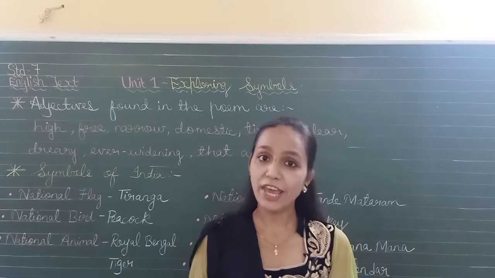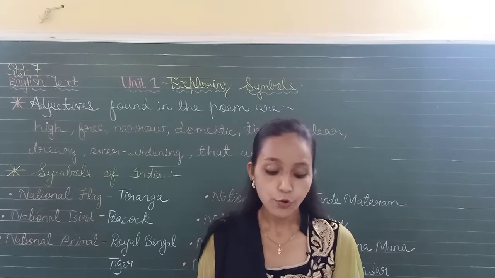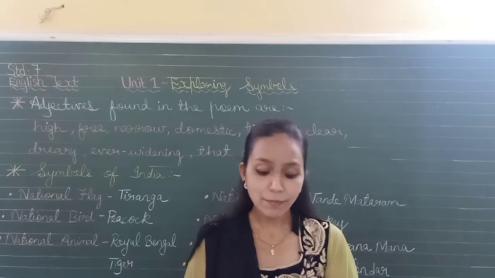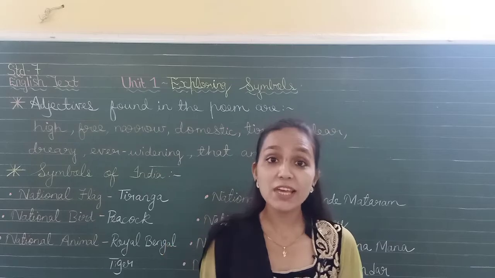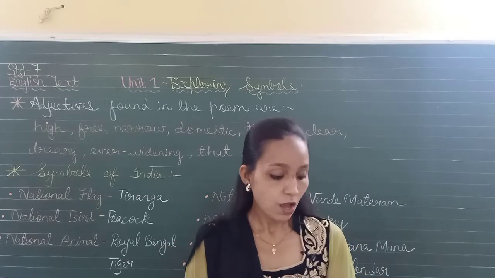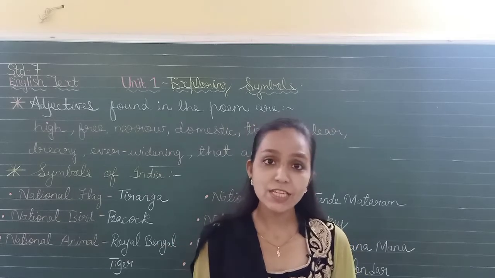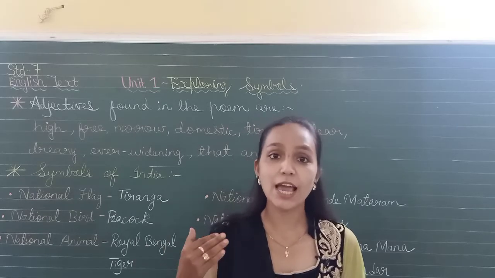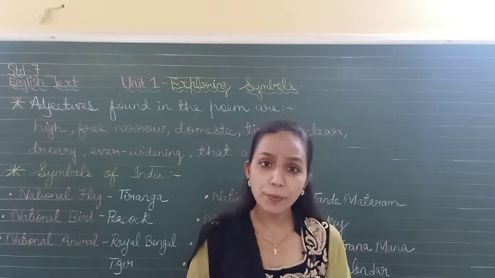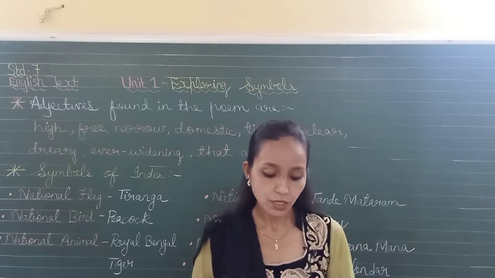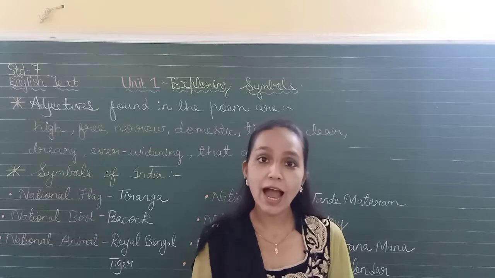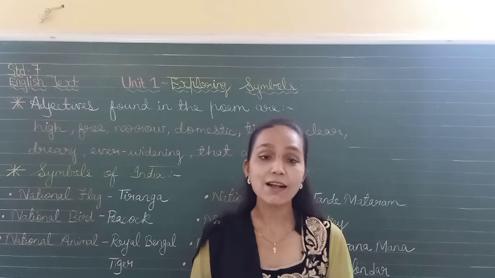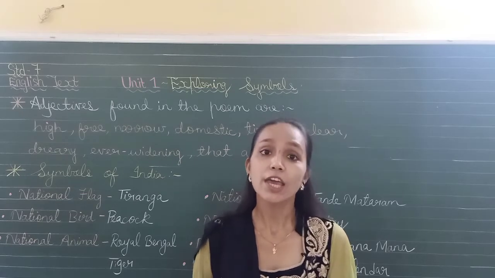Peacock, grace and beauty. Royal Bengal tiger. Hockey, popularity and swiftness. Jana Gana Mana, unity in diversity. Indian rupee, prosperity. King cobra, speed and danger. Pumpkin, fertility. And Saka calendar, history of India.